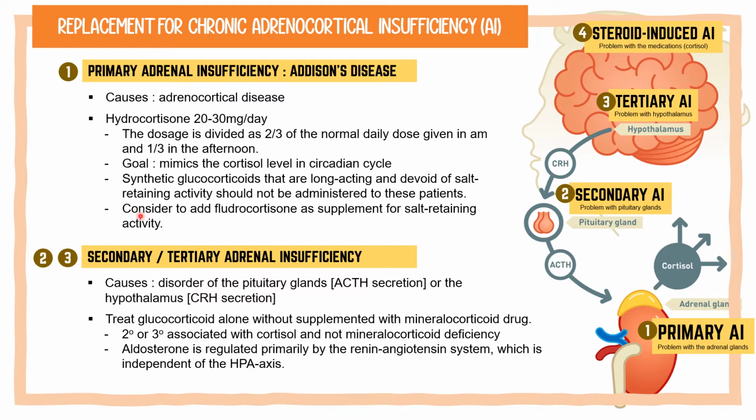In contrast, secondary adrenal insufficiency is due to a disorder of the pituitary gland, which is unable to secrete corticotropin, also known as ACTH. And tertiary adrenal insufficiency is due to the hypothalamus being unable to secrete corticotropin-releasing hormone, also known as CRH. Please bear in mind that secondary and tertiary adrenal insufficiency are associated with cortisol deficiency only, not including mineralocorticoid deficiency.